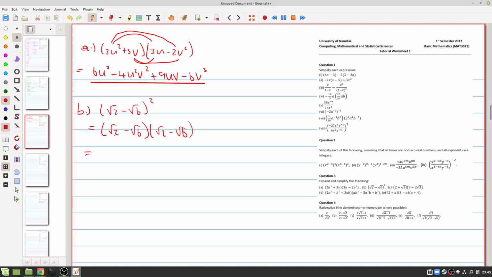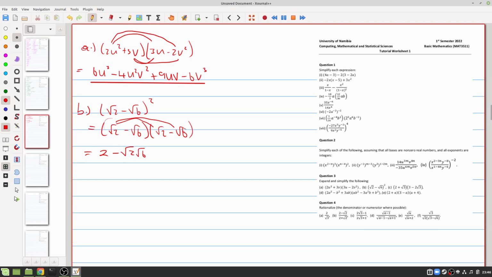Okay, so now we just apply the same multiplying out as we did for question A. So square root 2 times square root 2, that is just 2. Square root 2 times negative square root 6, that's negative square root 2 times square root 6. And we'll see in the next step, again, you can combine these two. When you're multiplying or dividing square roots, you can just have a single square root and multiply or divide the numbers. So we'll do that in the next step.